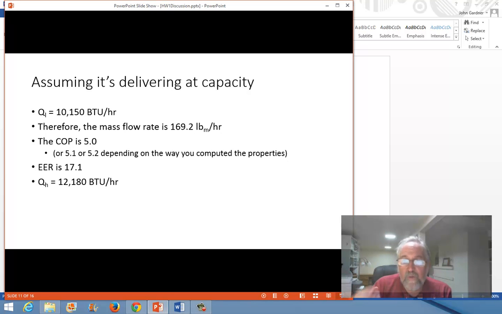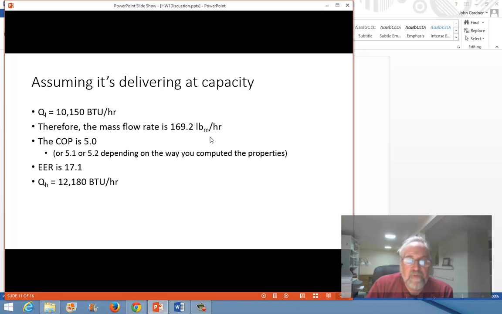Okay, so even if some of you got those equations, you didn't realize that we had enough information to get the mass flow rate, and what we needed was realizing that the cooling capacity of 10,150 BTUs per hour is QL dot.